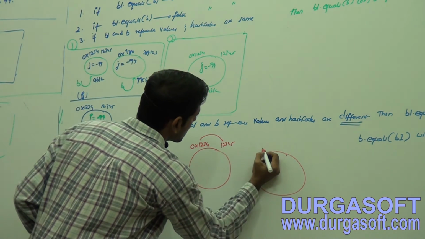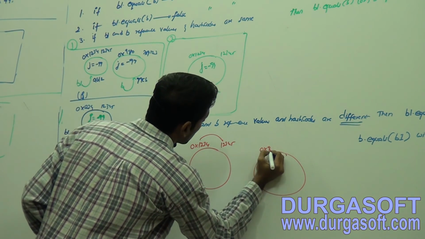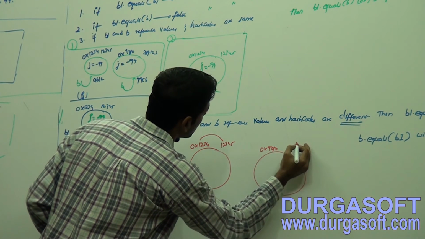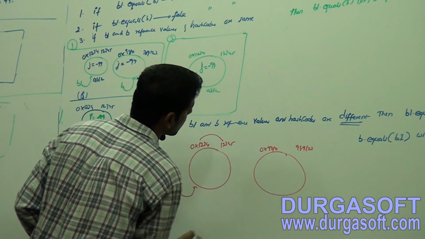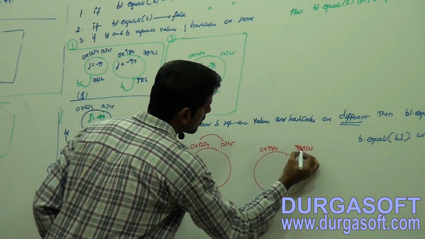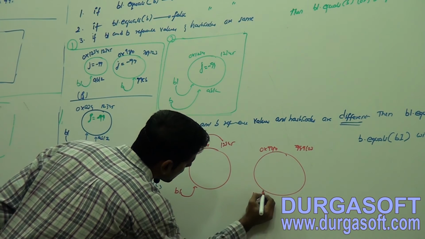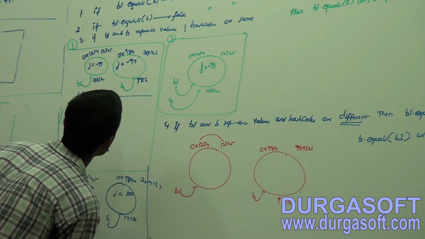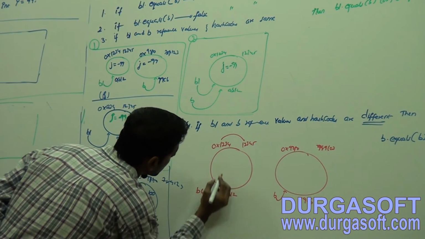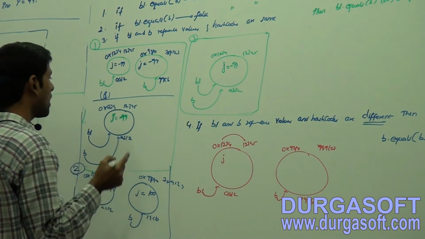Okay, and this is the address 99f0. Its equivalent integer value is 78912. Now observe. This is b, having a different reference value. This one is AB12. What is the value here? Observe here.